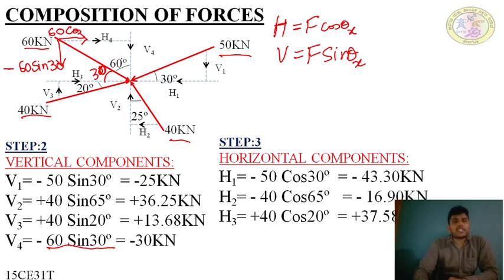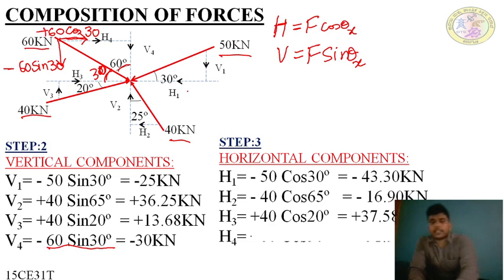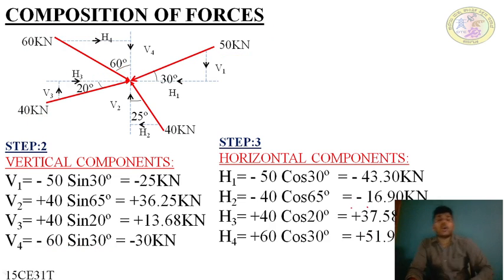Then 60 cos of the angle. We should not take 60 degrees, as it is with respect to the y-axis. We have to take the angle with respect to the x-axis, which is 30 degrees. Then 60 cos 30 degrees is the component. It is moving to the right side, that's why positive. H4 is equal to 60 cos 30, which is 51.96 kilonewton. We have resolved all the forces: the 50 kilonewton, the 40 kilonewton forces, and the 60 kilonewton force.